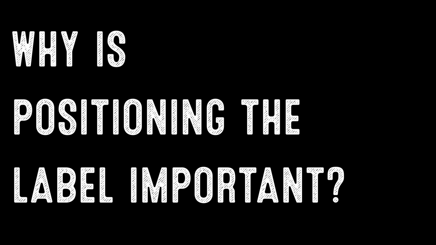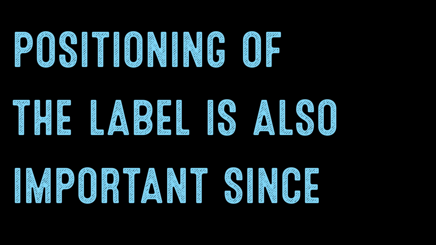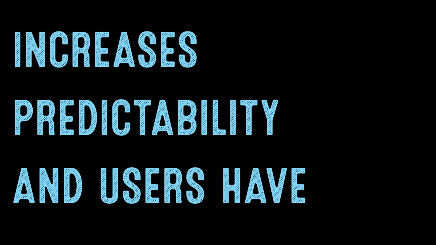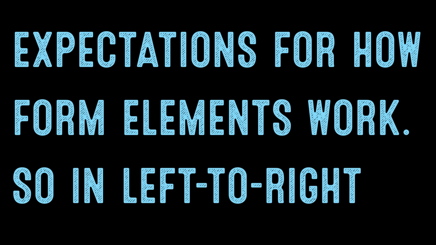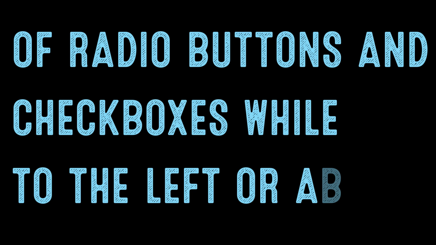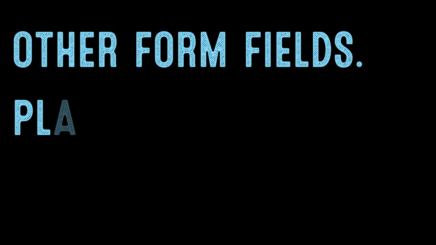Why is positioning the label important? Positioning of the label is also important since maintaining a consistent placement increases predictability and users have expectations for how form elements work. So in left to right languages, it is customary to place labels to the right of the radio buttons and checkboxes, while to the left and above other form fields.